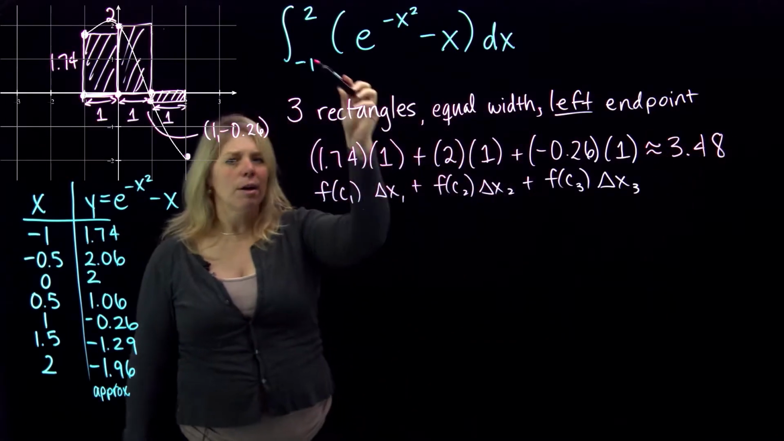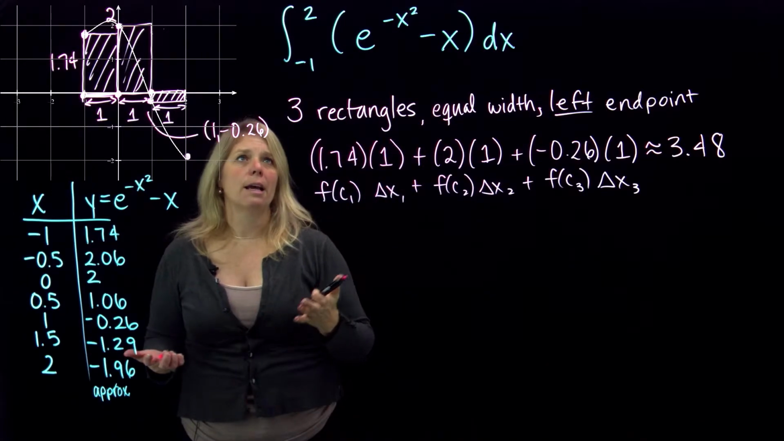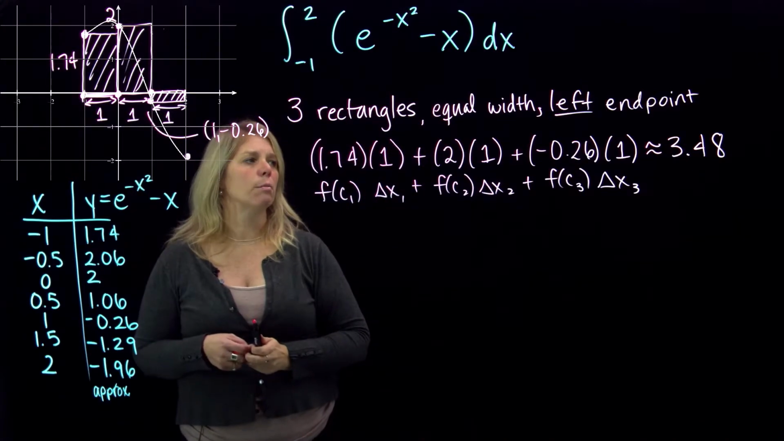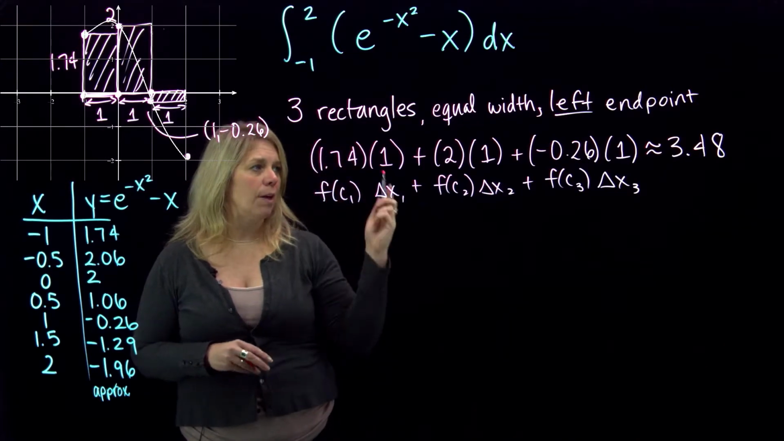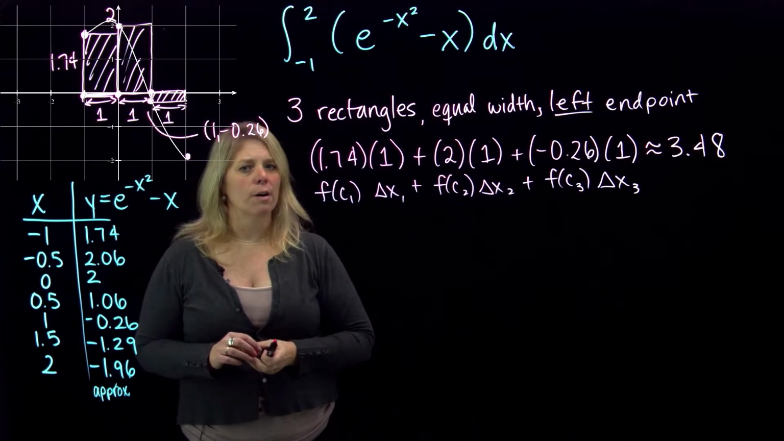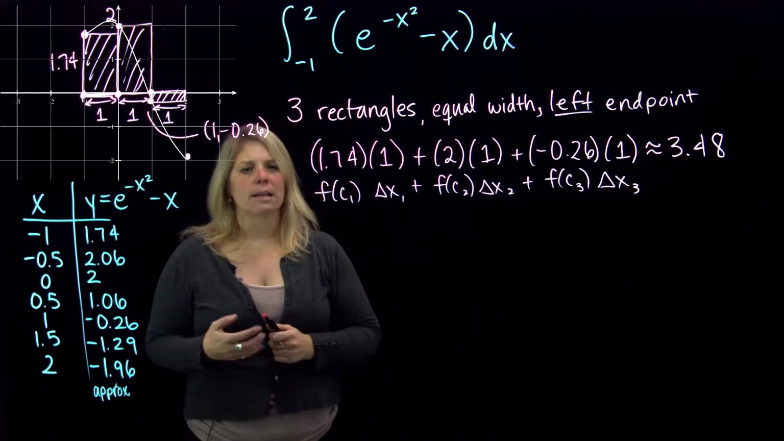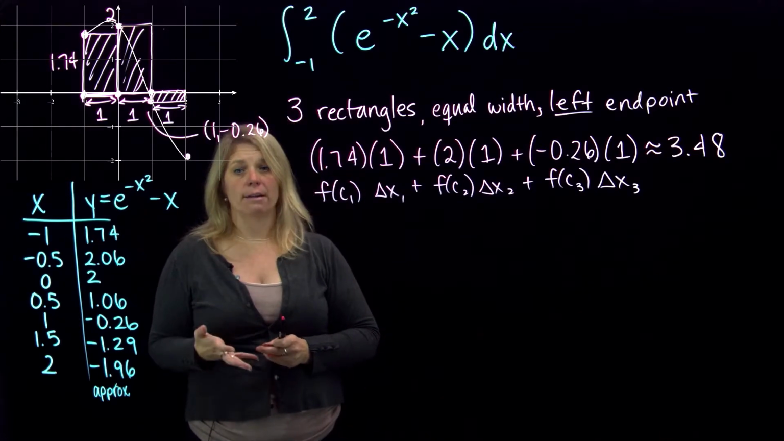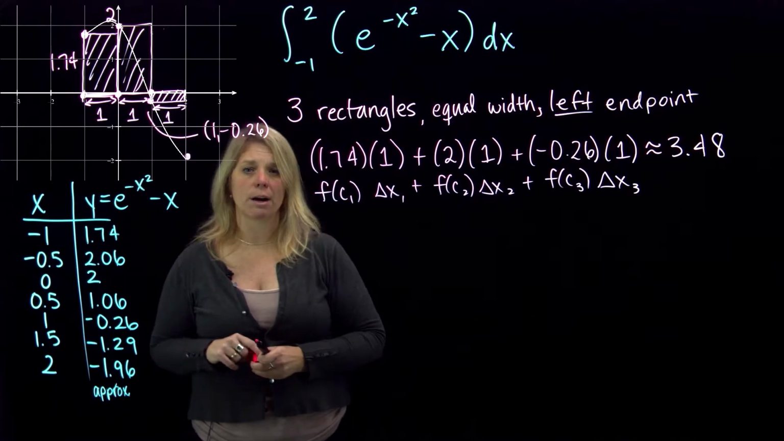Okay, so although this integral here is a non-elementary integral, which means I can't find an antiderivative, I can't use the fundamental theorem of calculus to do that, I can go back to just the definition and get an approximation. So I got approximately 3.48. You should probably look at this picture and say, I don't think that's a great approximation. You're right, it's not a great approximation, so there are a couple of ways we can make this approximation better.